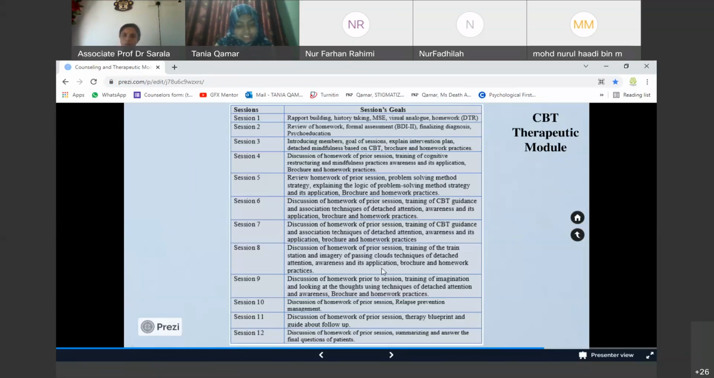I can't share in detail because it's really on a broad level, and we must have one session only for this technique. So that's why I give you the overall concept about all these things for your understanding about your group sessions in experimental research. In session 9, discussion of homework of prior sessions, training of imagination and looking at the thoughts, using techniques of detached attention and awareness.